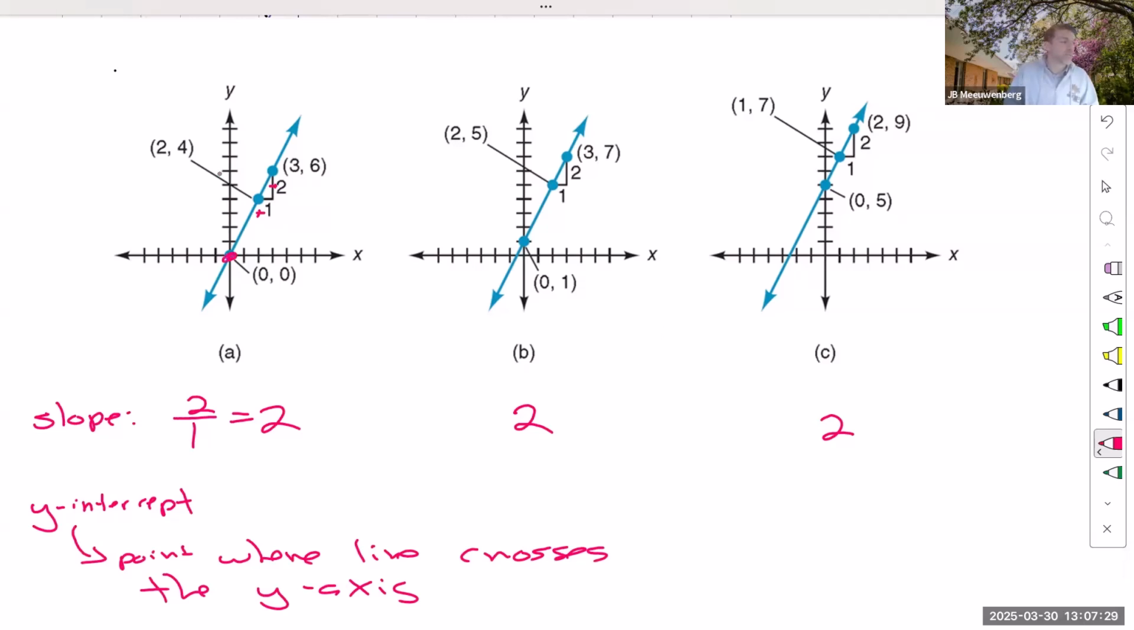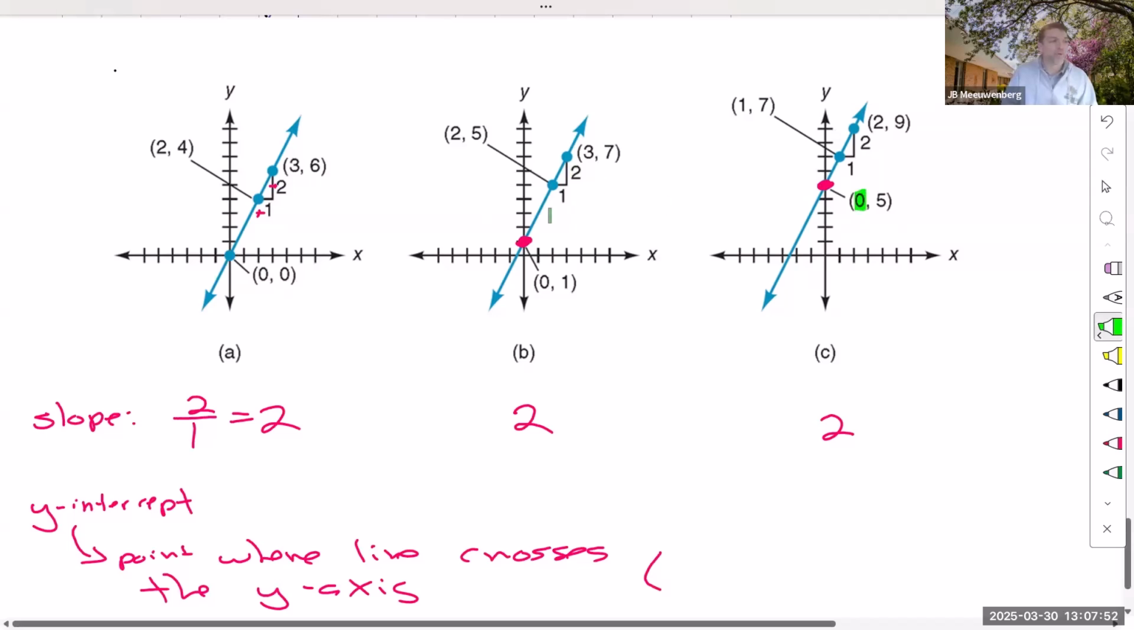Here's the first one. Remember, the y-axis is our vertical axis. So for this one, it's the point 0, 0. For this one, it's this point right here. It's 0, 1. And for this line, it's way up here. It's the point 0, 5. Now, every y-intercept, notice that they all start with the 0. They all have a 0 in that x position.